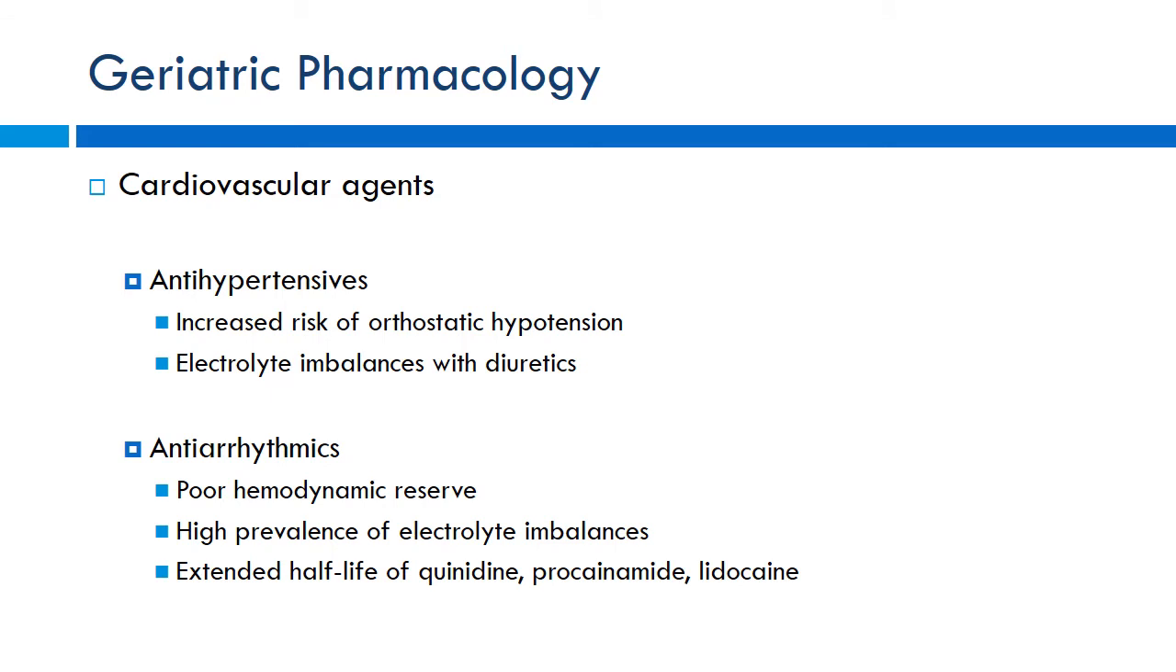And then antiarrhythmics, patients who are on antiarrhythmics for arrhythmia, obviously, are going to have poor hemodynamic reserve in a lot of cases as they get older. And so because they are also at risk for having more electrolyte imbalances, you can end up seeing them much more likely to develop arrhythmias. One of the things you will learn in pharmacology is that any kind of antiarrhythmic used to treat an arrhythmia can also cause arrhythmias themselves. So when you have extended half-lives of some of these drugs like quinidine or lidocaine, they can stick around for much longer and are much more likely to cause an arrhythmia.